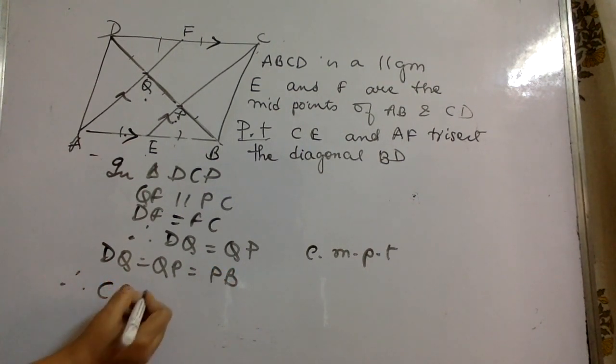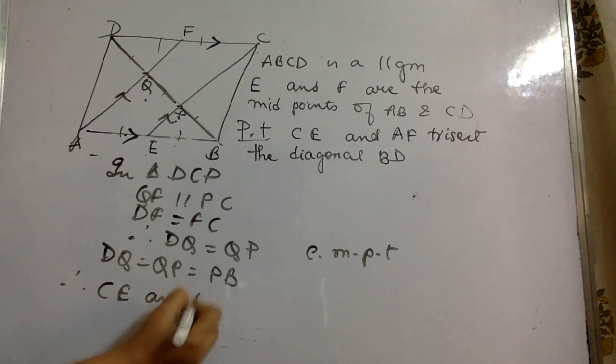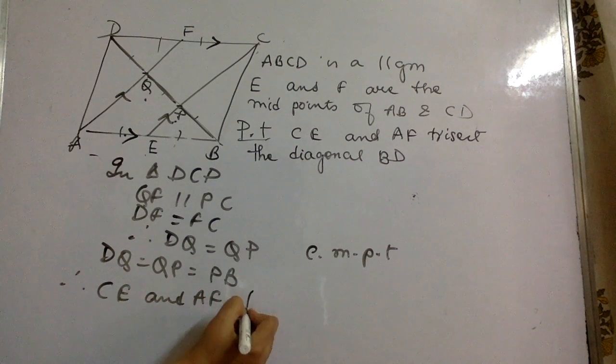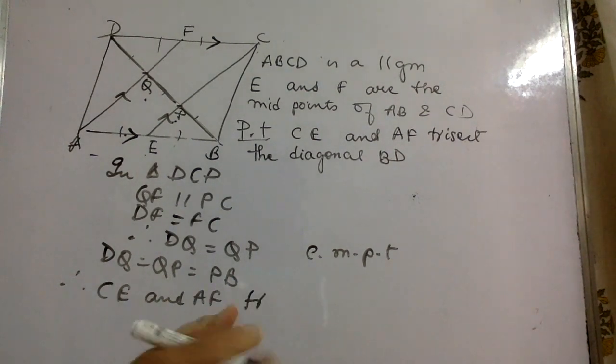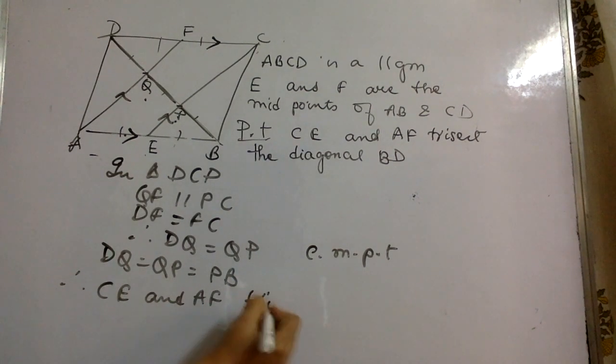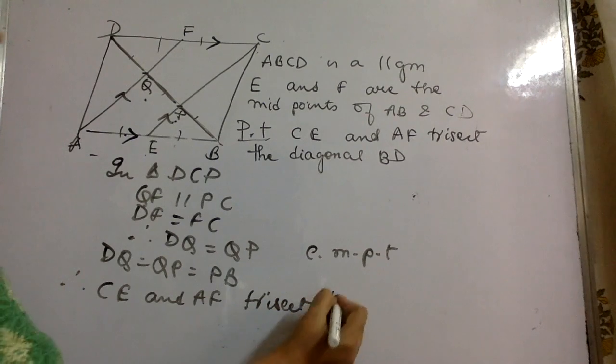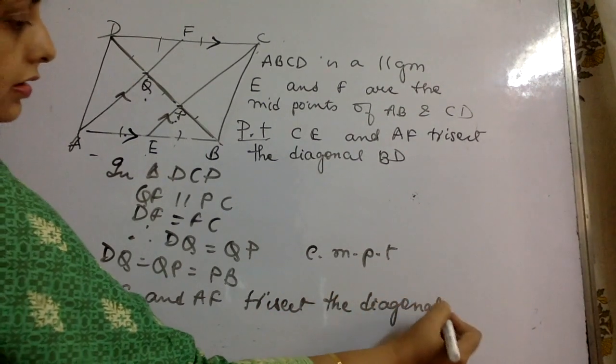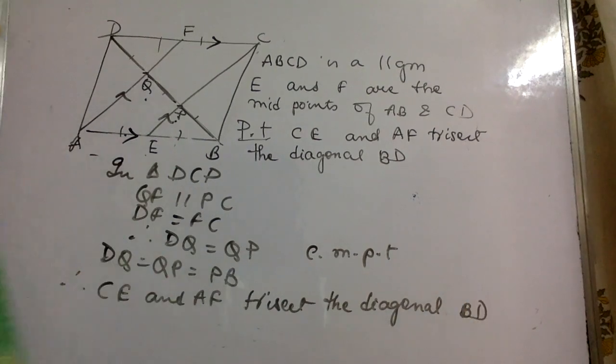CE and AF trisect the diagonal DB, the diagonal BD. So we could prove it.